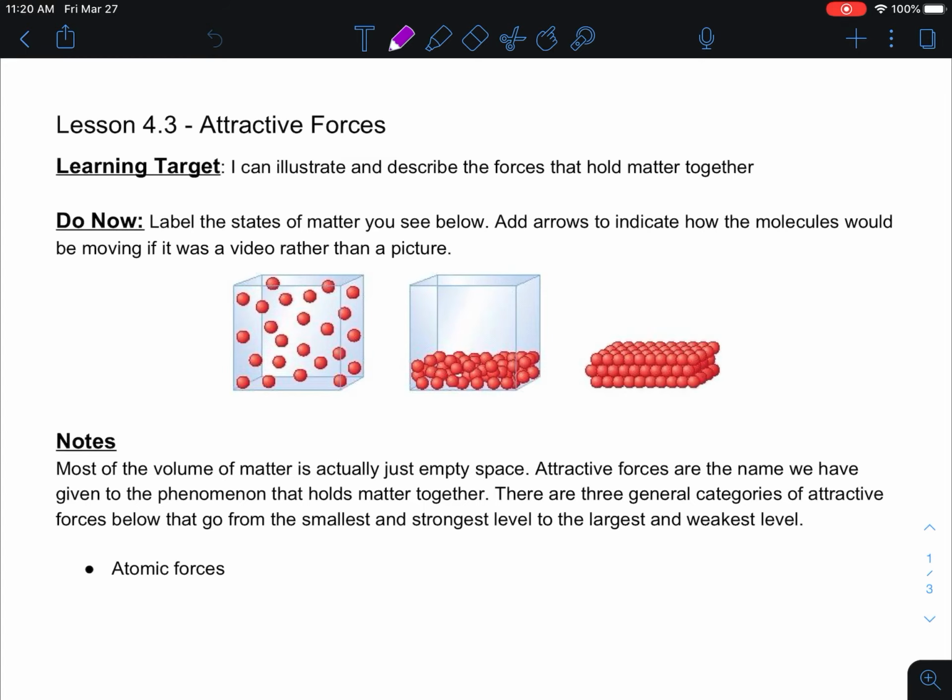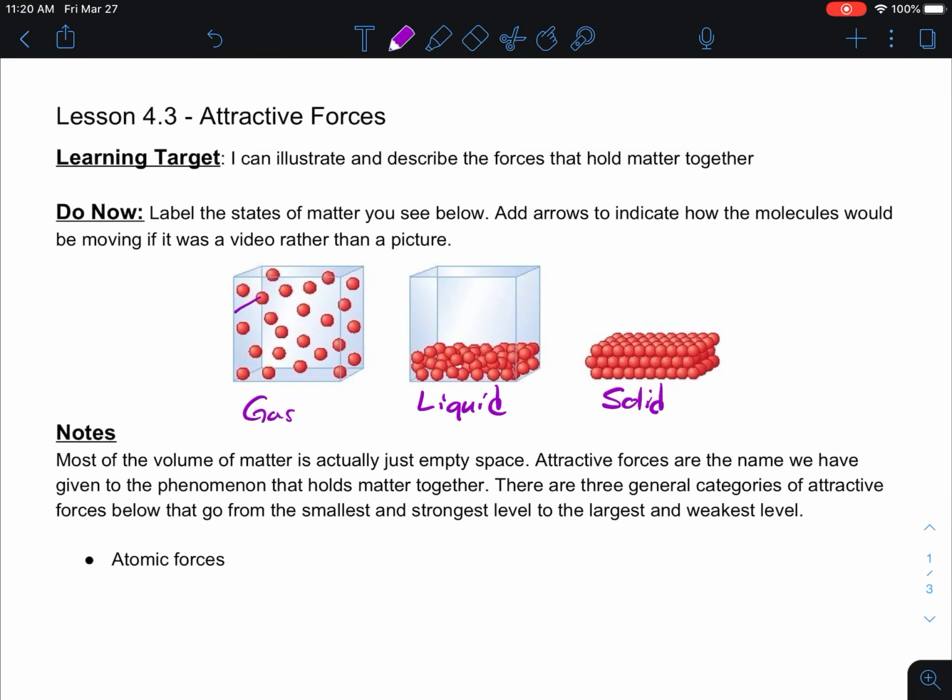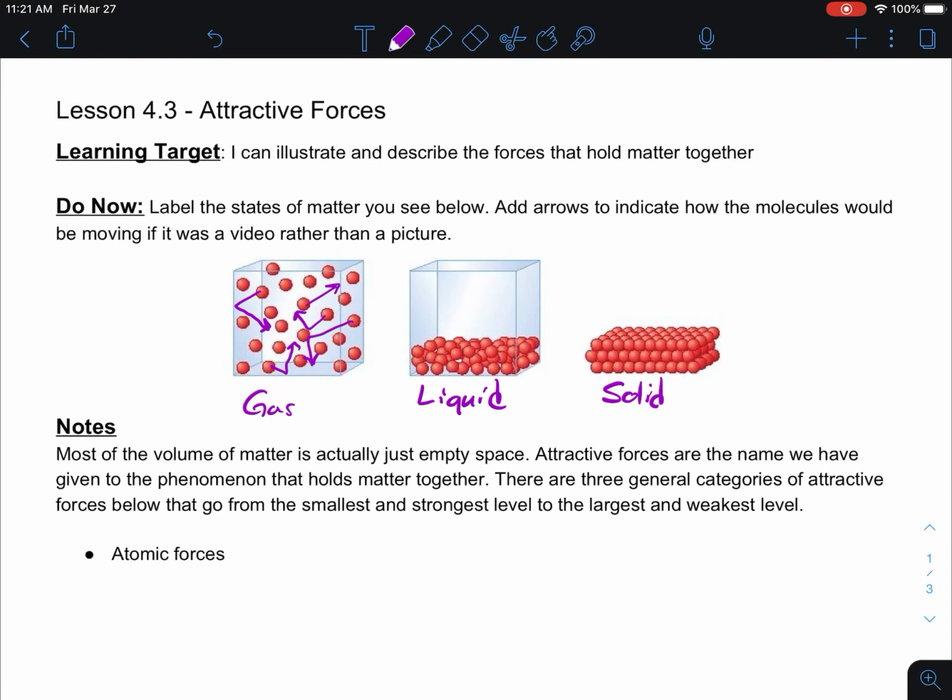I've assumed you paused it and you've returned to me. So this is a solid, this is a liquid, and this is a gas. The particles of the gas are the fastest moving. I'm going to draw nice big arrows because they move very fast. They bounce off of one another. They bounce off the walls of their container. Lots of movement. Lots of kinetic energy.